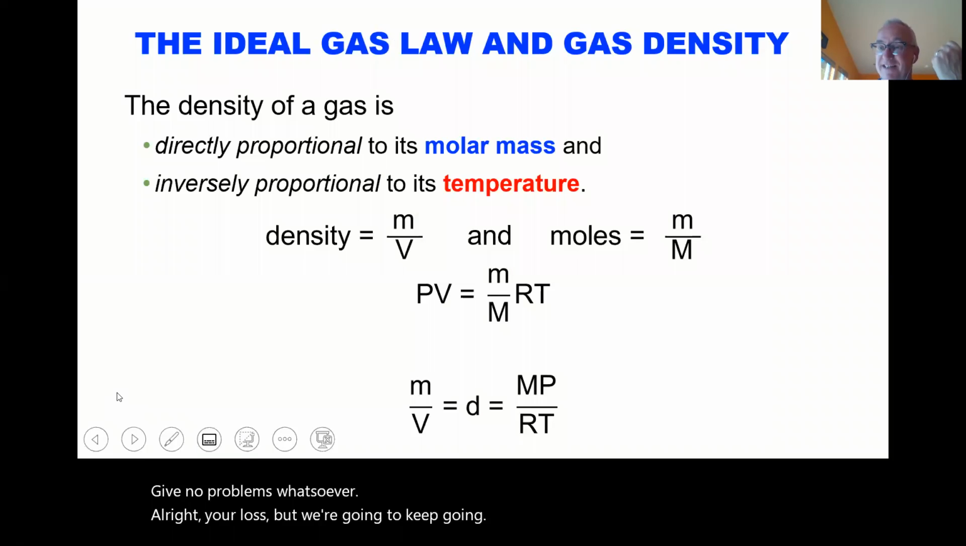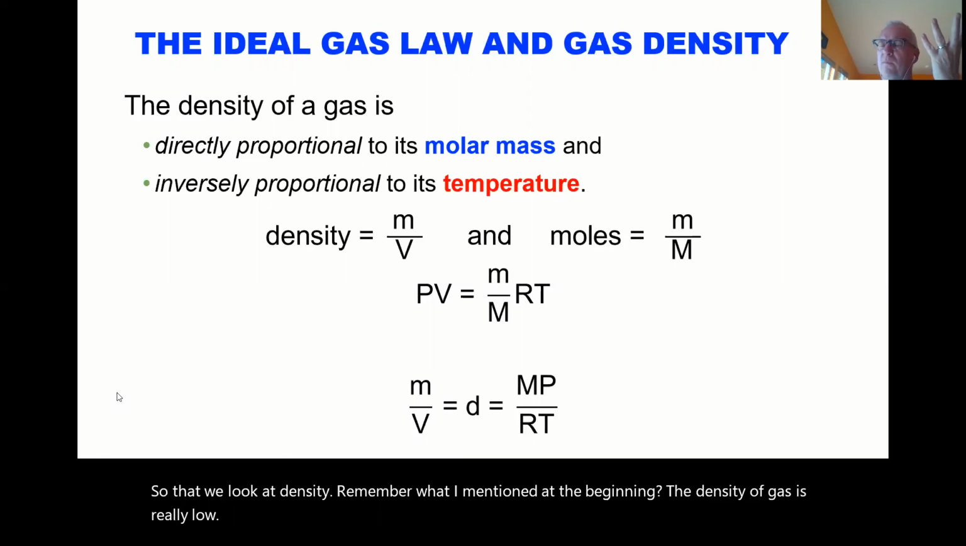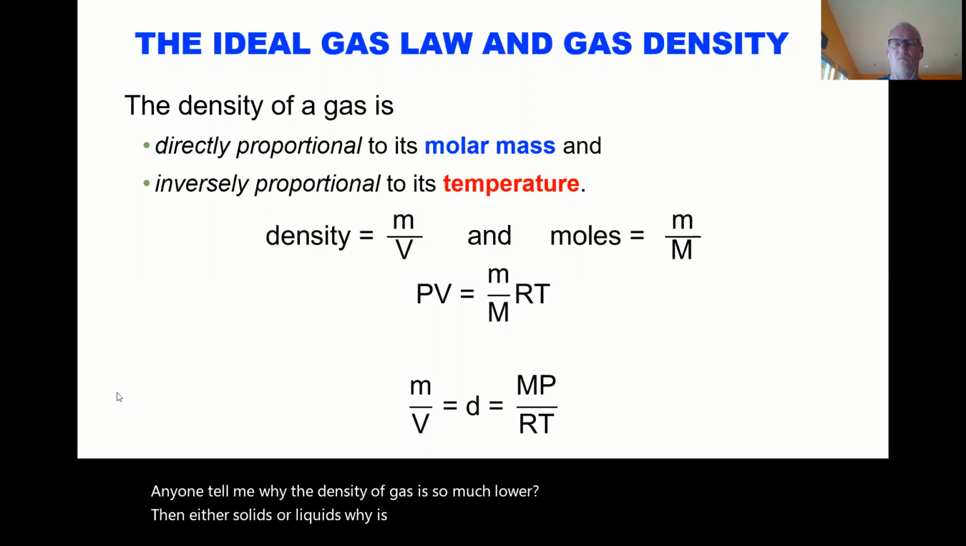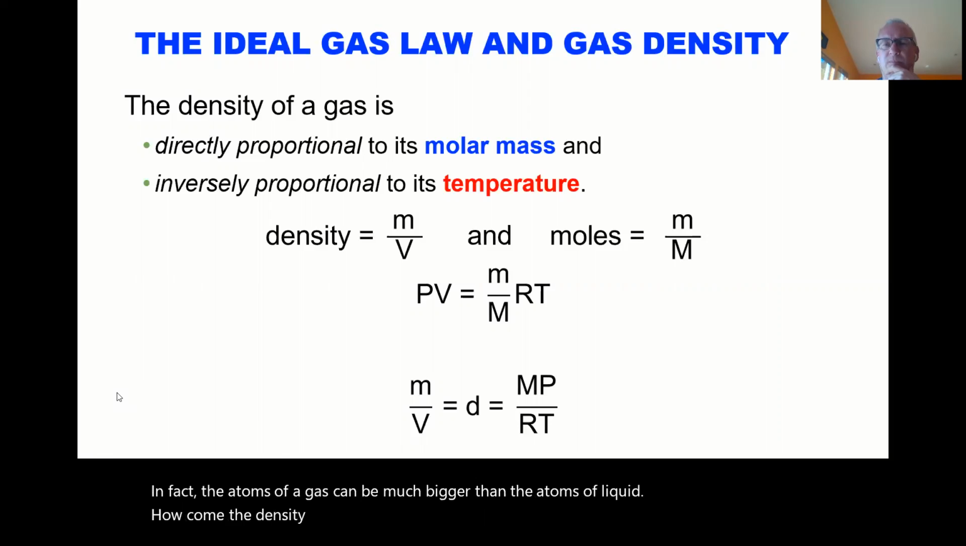So now we're going to look at density. Remember what I mentioned at the beginning, the density of gases is really low. Can anyone tell me why the density of gas is so much lower than either solids or liquids? Why is that? The atoms are the same size. In fact, the atoms of a gas can be much bigger than the atoms of a liquid. How come the density is so much lower?